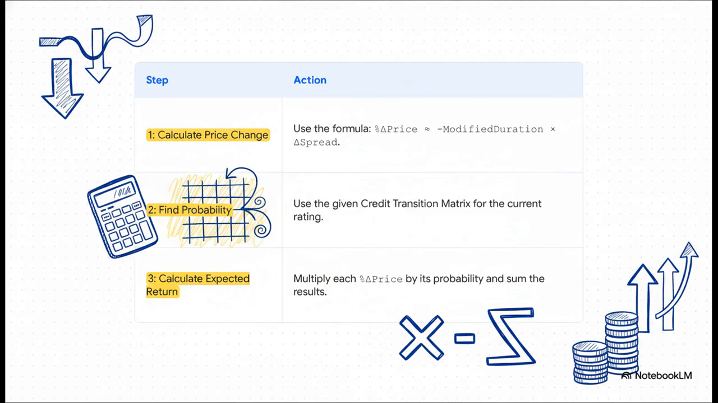So here's how you actually do it under exam pressure. It's a simple, repeatable three-step process. First, for every possible rating change, you calculate the price impact, the hit or the gain. Second, you look at the transition matrix they give you to find the probability of that change actually happening. And third, you just multiply and sum everything up. That's it. It's a system.